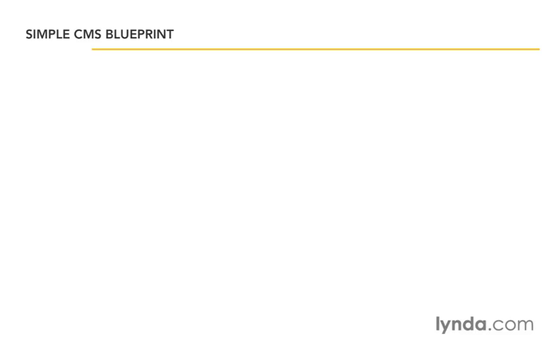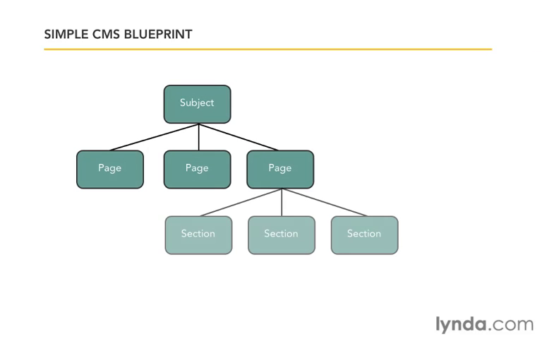Another way to diagram that would be something like this. A subject has several pages, and then a page has several sections below it. This concept of having many pages that belong to a subject is very common with relational databases, and we call it a one-to-many relationship. In order to pull that off, what we're going to need in our migration file is a foreign key for page that will help it to know which subject it belongs to.